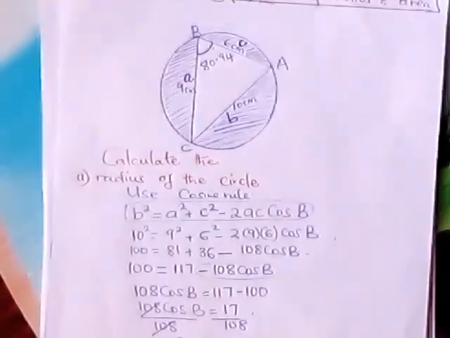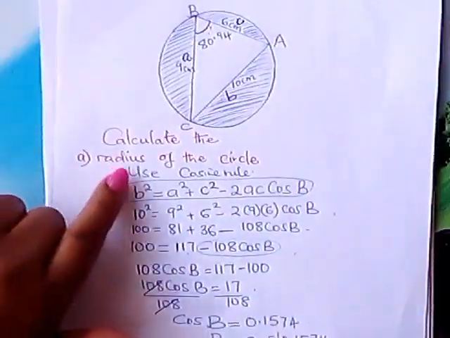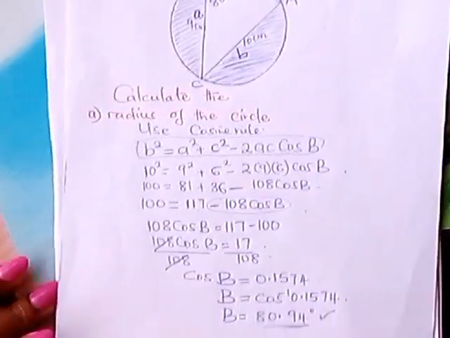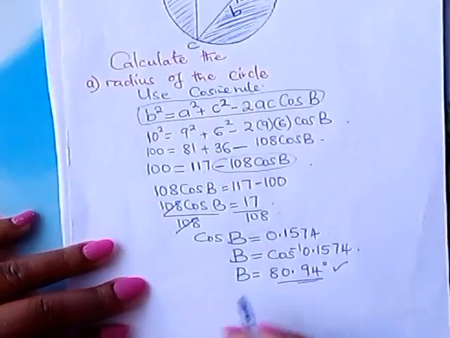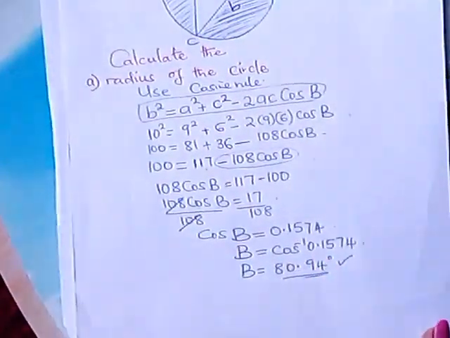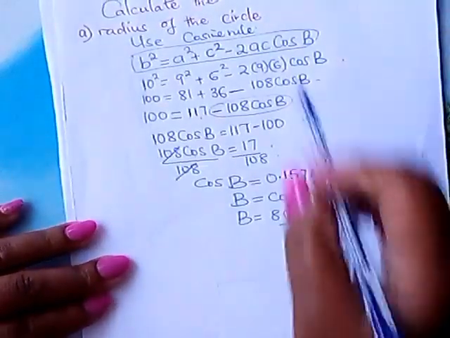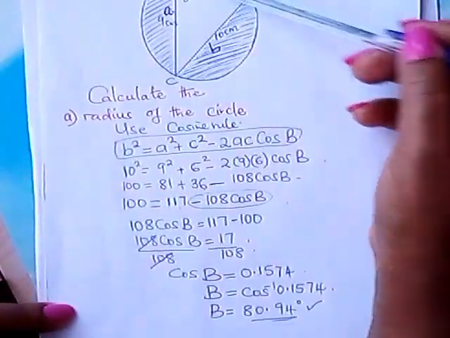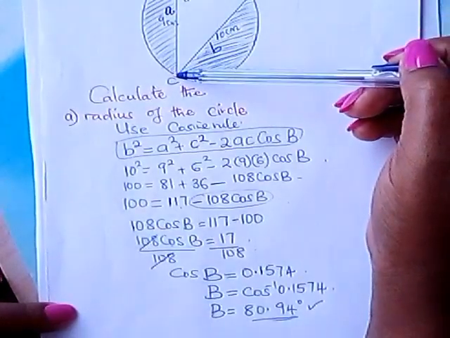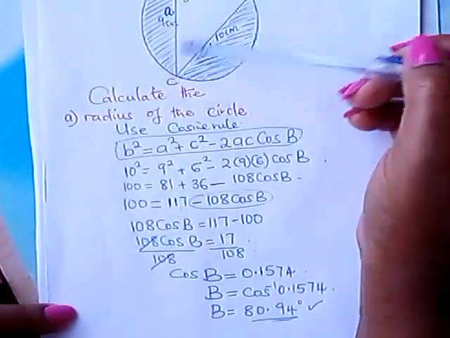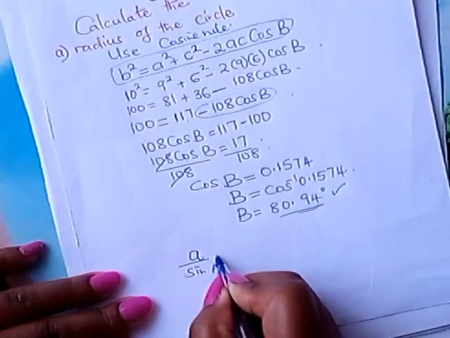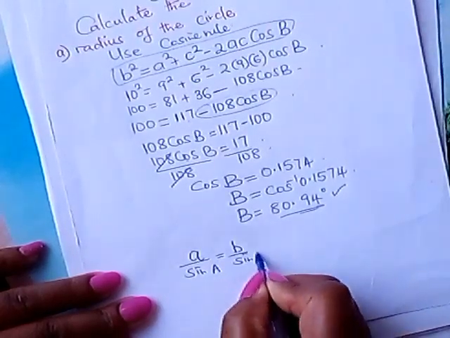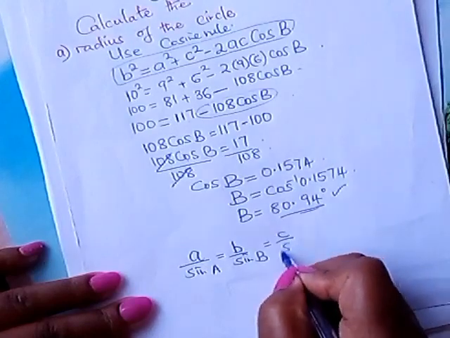So from there, learner, we remember we want to get the radius of the circle. After getting that angle, 80.94, how do you get the radius of the circle? You use a relationship here, and it is there in the books that whenever you have an inscribed triangle like this, a triangle whose three vertices touch the circumference of a circle, the sine rule, which is A over sine A, remember, is equal to B over sine B, is equal to C over sine C.